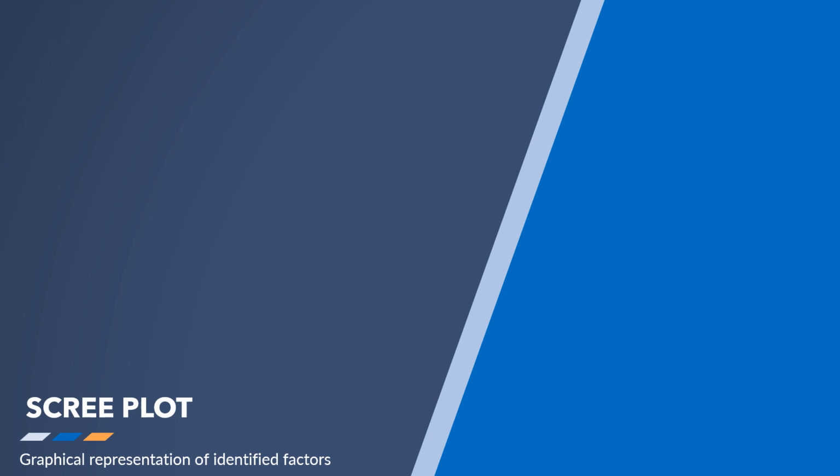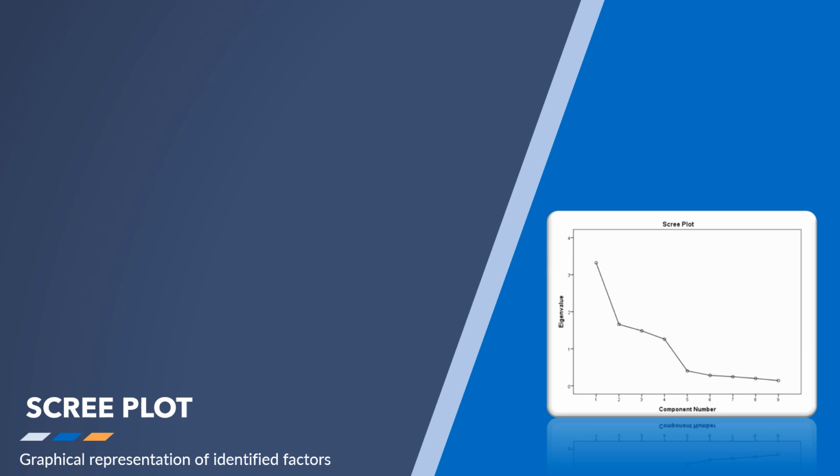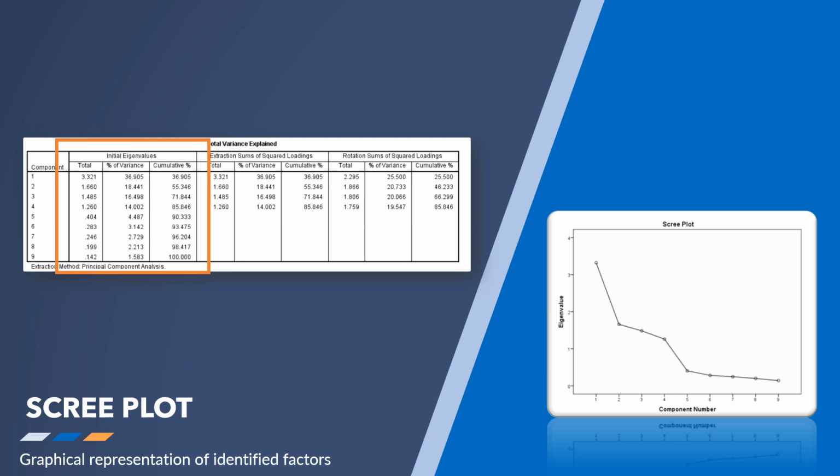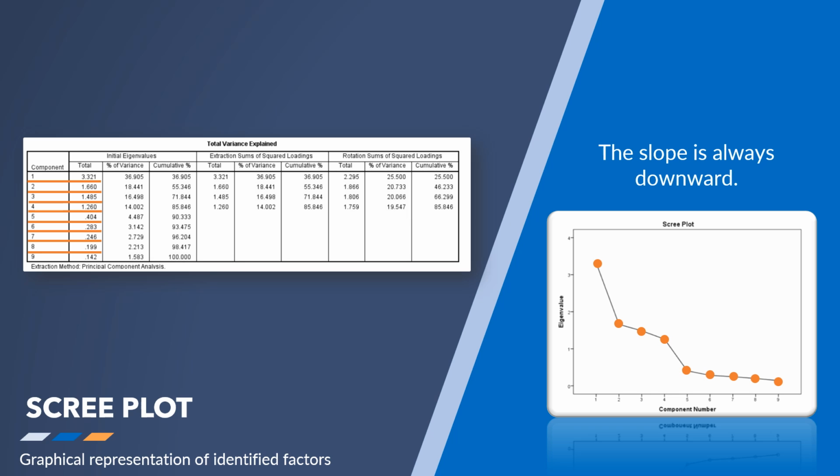Now, the next part of the factor analysis is the scree plot, which is a graphical representation of the identified factors. Now, this graph depends entirely on the eigenvalues part of the previous table, which is the total variance explained table. Now, in our example, the total variance explained table showed the values of every one of the 9 components. They are simply plotted in this graph. Therefore, the qualifying criteria is also the same. That is, the value of an element should be at least 1 to be considered as a component. Here, the thing to remember is that the plot always slopes downward because eigenvalues decrease in strength with the increasing number of factors.